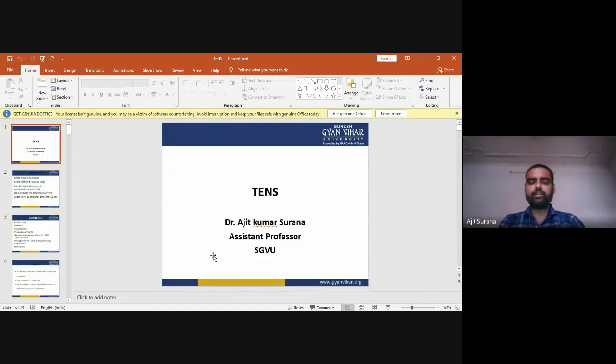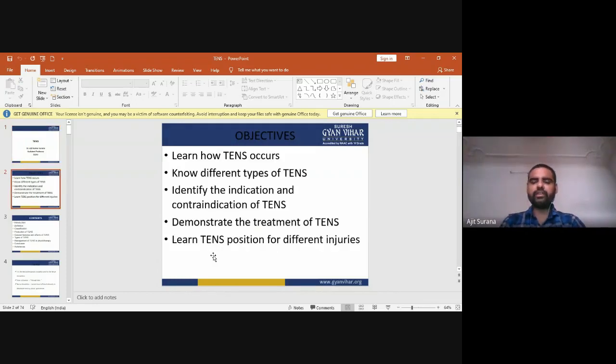Today we are discussing an electrotherapy topic, TENS, or transcutaneous electrical nerve stimulator. First of all, the objectives of TENS are to learn how TENS occurs, know the different types of TENS, identify the indications and contraindications of TENS, demonstrate the treatment of TENS, and learn TENS positions for different injuries.